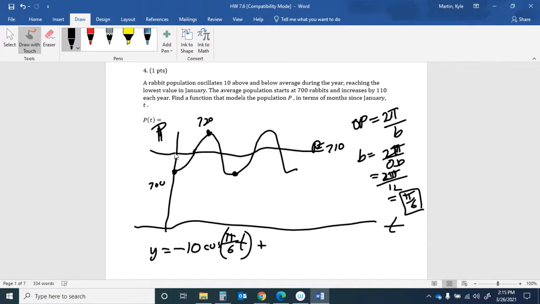plus, now normally, I still haven't taken this into account because that makes it harder. Normally, if that wasn't there, then we would just say plus this guy right here, which happens at 710. So it would be just 710.